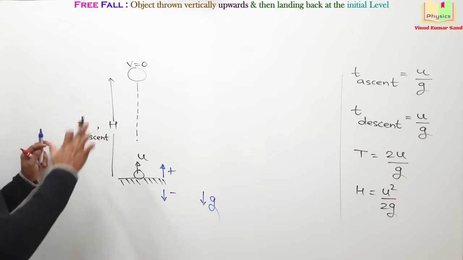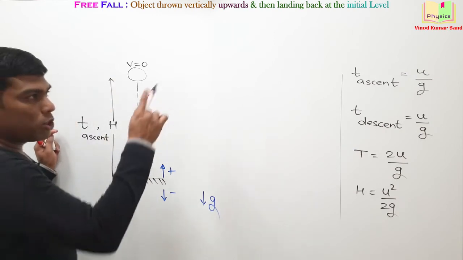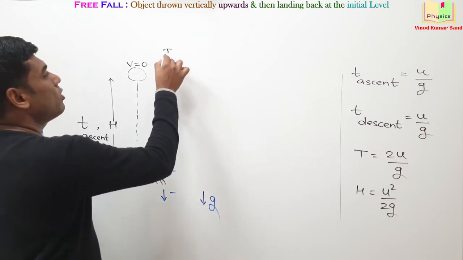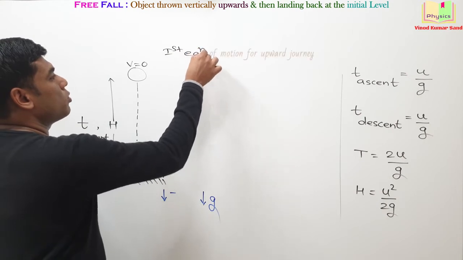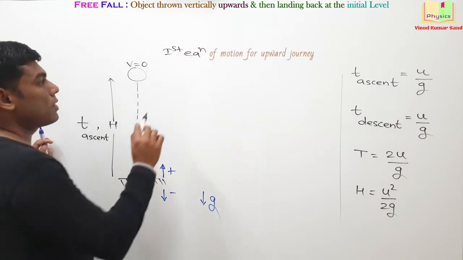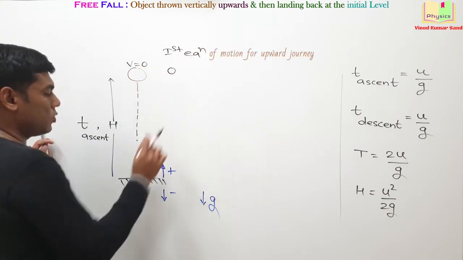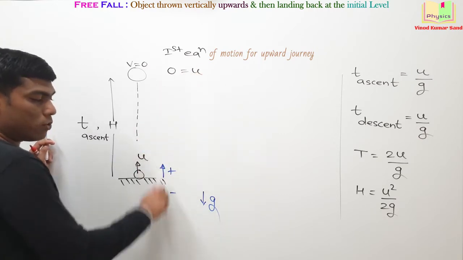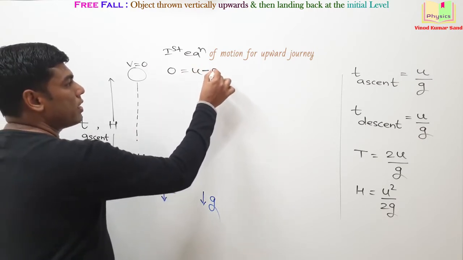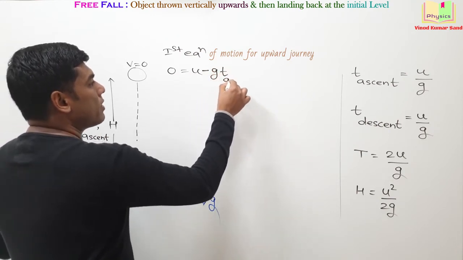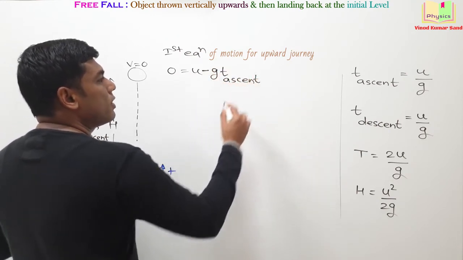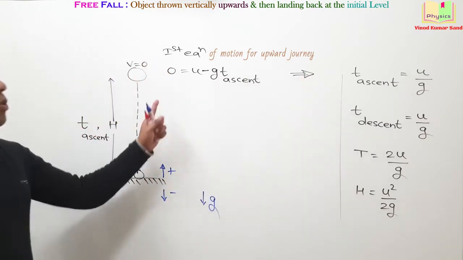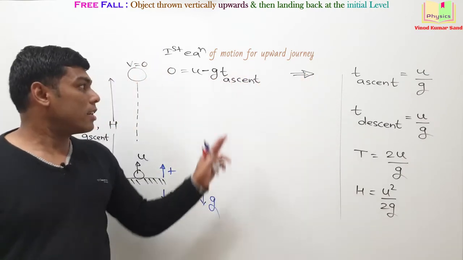In order to obtain this time, we should use which equation of motion? Simple. We can directly use the first equation of motion. V is equal to u plus at. So V is 0. Then U is u only. Acceleration was in downward direction, so negative sign, and time of ascent. This computation will give you the time of ascent is equal to u by g.